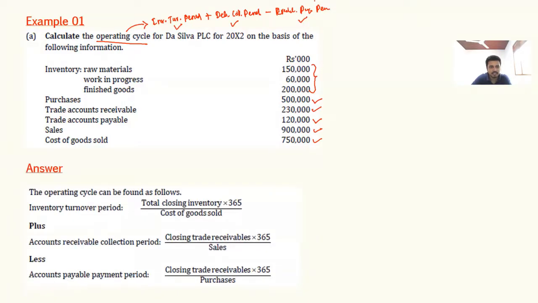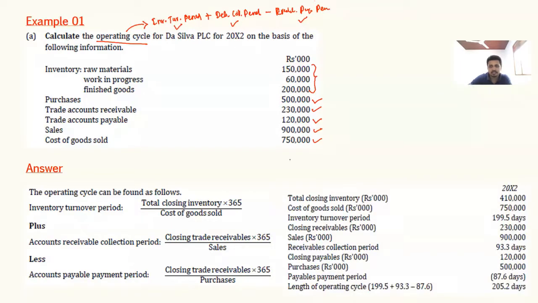So these are the formulas that I have discussed. What should be the final answer? The operating cycle is 205.2 days. It is very long. The company is not in a very healthy position. See here, the inventory turnover period is 199.5 days.